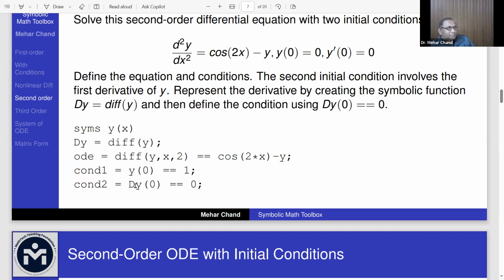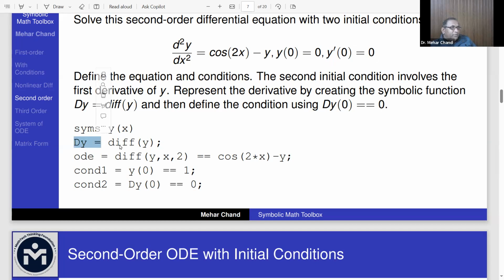Now this is the second condition. Second means this one. Just to check how you can store the first condition and second condition, and you will have the third order differential equation. You can extend it according to this way.